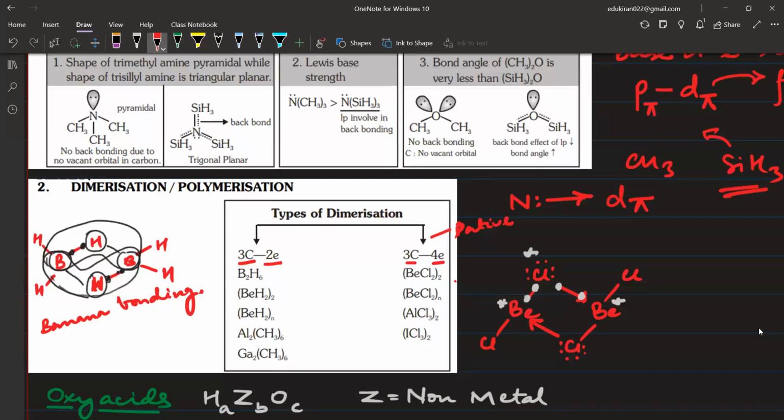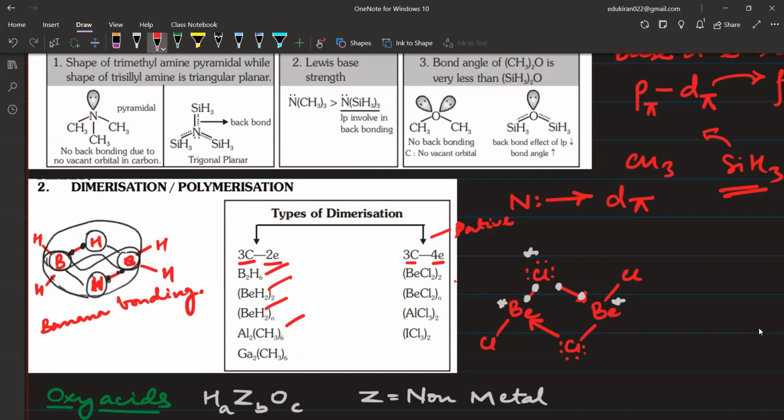Okay. So banana bonding कब होगा जब lone pair electron नहीं हो. So you can see B2H6 hydrogen does not have, BeH2 hydrogen does not have any lone pair electron. Again, hydrogen does not have any lone pair electron. CS3 does not have any lone pair electron. Now, if you see 3-centered 4 electron, in all of these cases you are having halogen, and all the halogen they have lone pair electron.